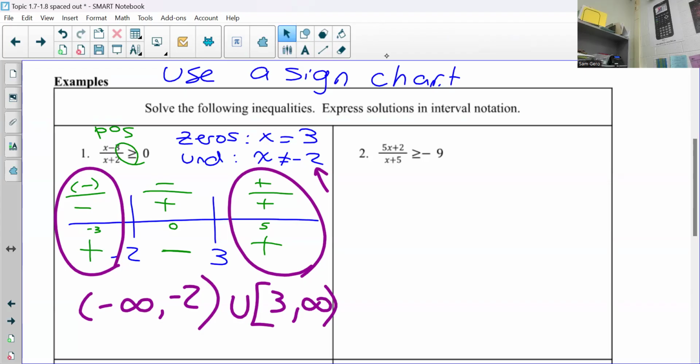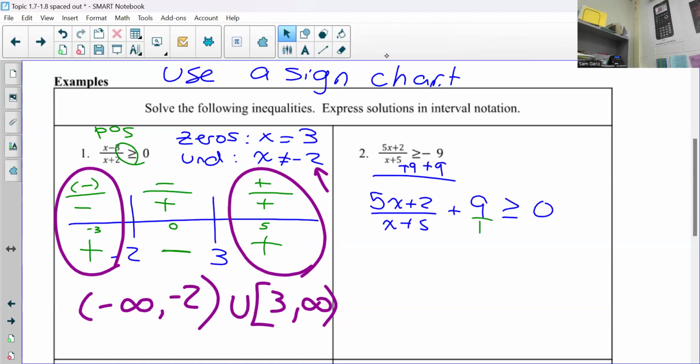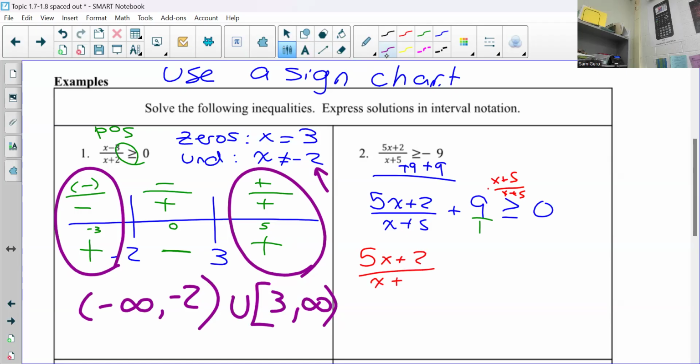For number 2, the problem is it's not starting at 0. It has to have 0 on one side. So the first thing I'm going to do for number 2 is move that 9 to the other side. So I'm going to have (5x plus 2)/(x plus 5) plus 9 is greater than or equal to 0. Technically, that 9 is 9 over 1. So that 9 needs an x plus 5 on top and an x plus 5 on bottom. So (5x plus 2)/(x plus 5) plus 9 times (x plus 5)/(x plus 5) is greater than or equal to 0.